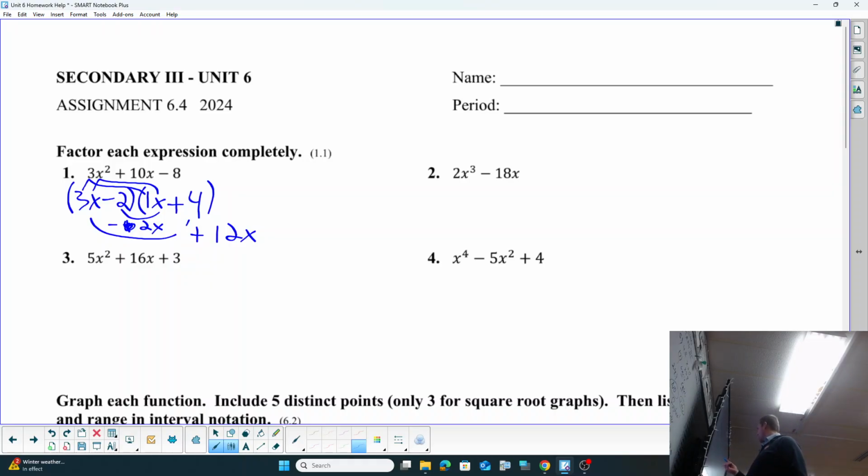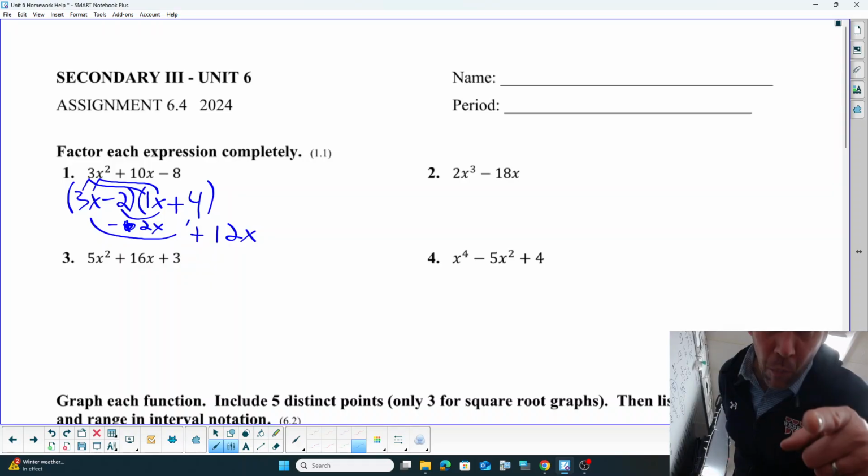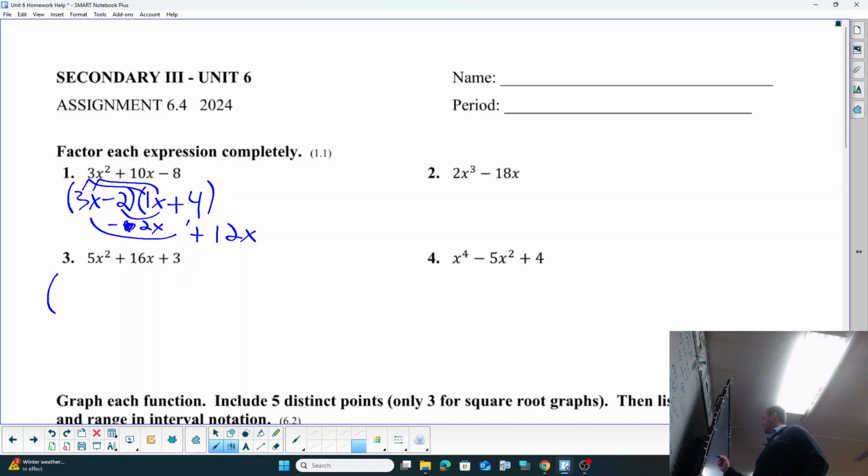So try number 2. Can you pull out the GCF? Can you factor it more? Right, give 3 a try. I'm waiting. Pause me. Give 3 a try. Do you remember how to factor?